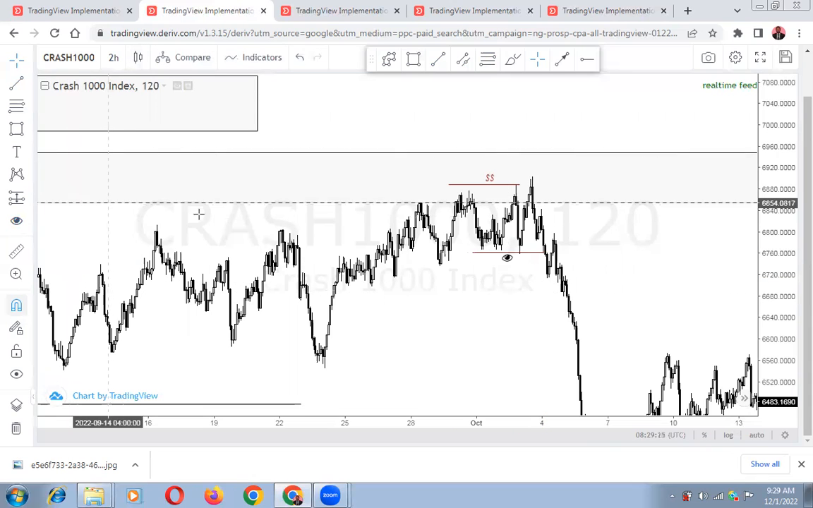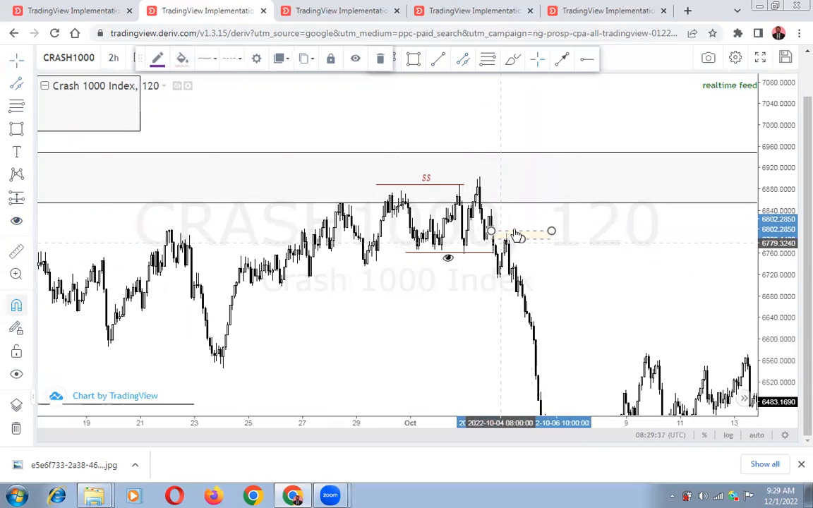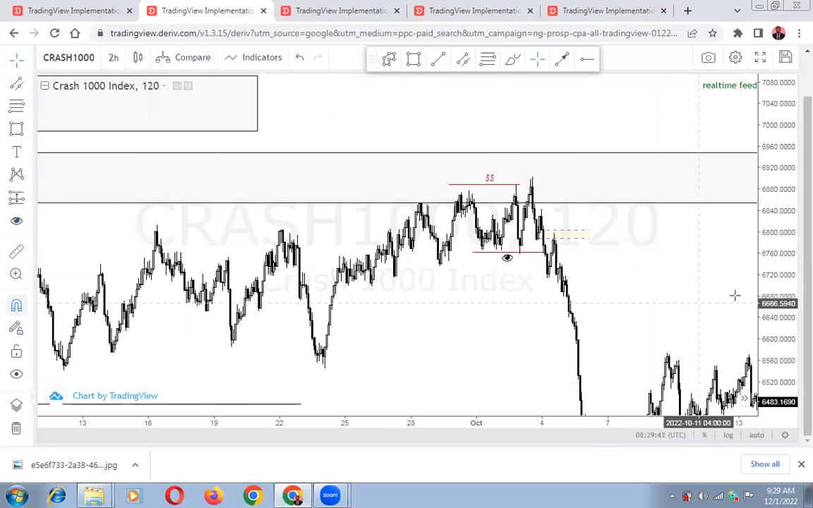Then here becomes a point of interest. This was the candle that captured liquidity. The move started from here. So what did price do? Price traded into this imbalance around this place. There was an imbalance in that zone that price traded into and then gave us the move downward.